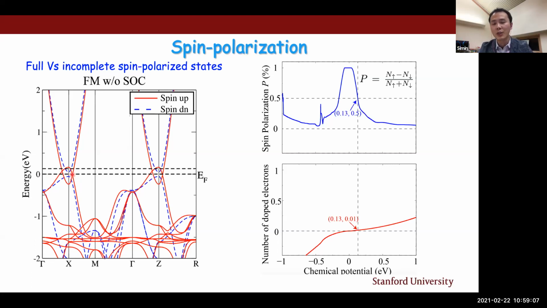Although the transport measurement found an incomplete spin polarization in this material, the spin polarization is very sensitive to the position of the chemical potential. If we dope the unit cell with 1% extra electrons, the chemical potential is increased by 0.30 eV. And the polarization will change from 100% to 50%.